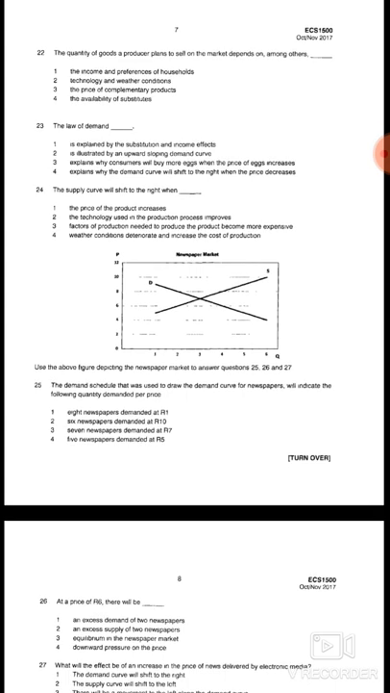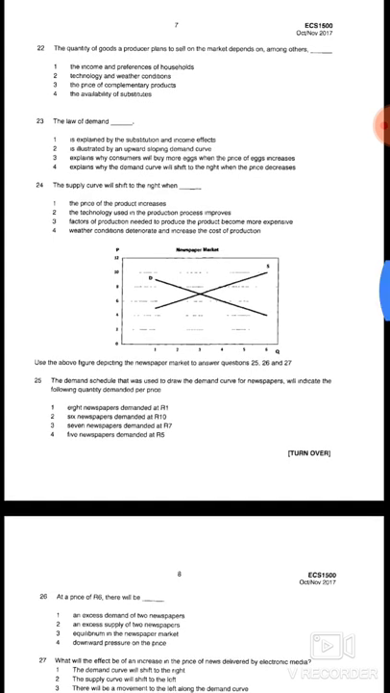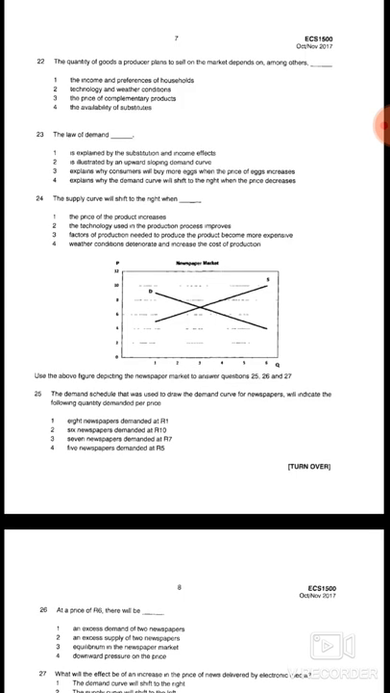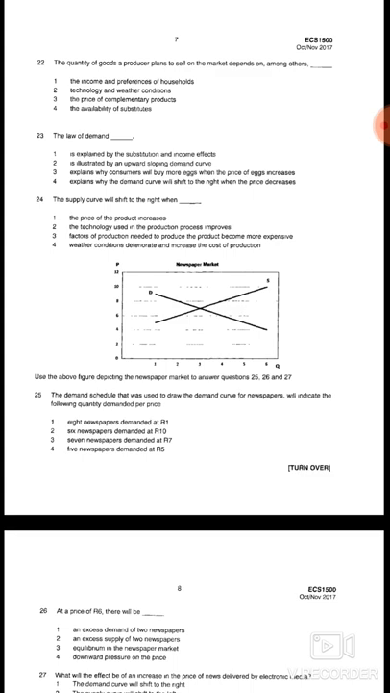Question number 22, the quantity of goods a producer plans to, let me see how many minutes. Oh my god, 31 minutes. Okay, it's fine. The quantity of goods a producer plans to sell on the market. Quantity of goods, obviously it will be about price. So it's option number 3, the price of complement products.